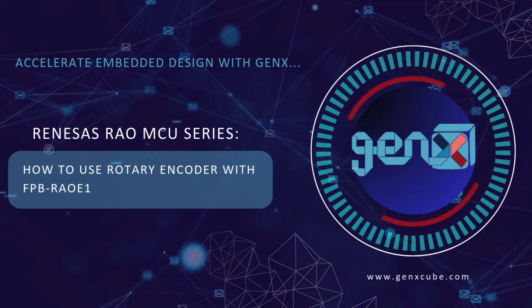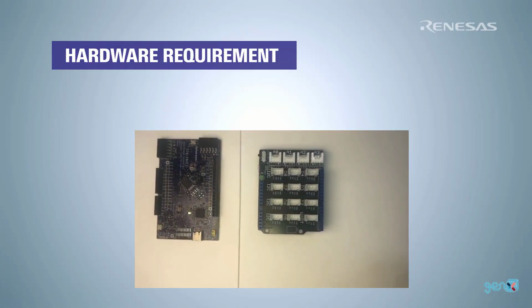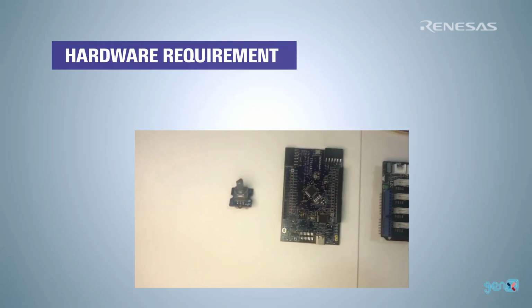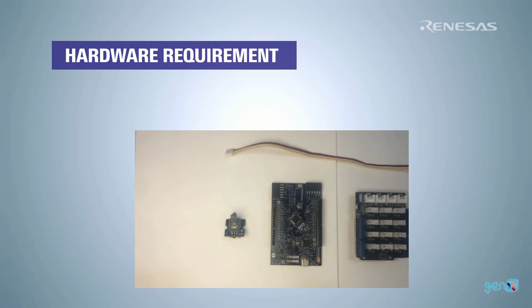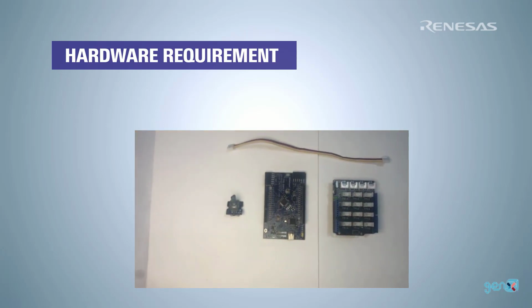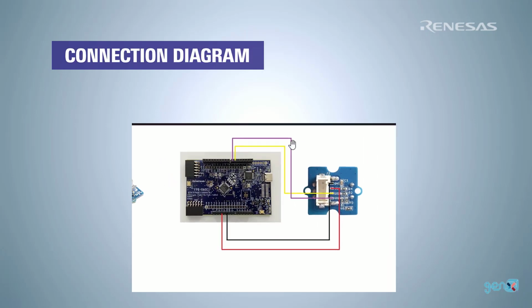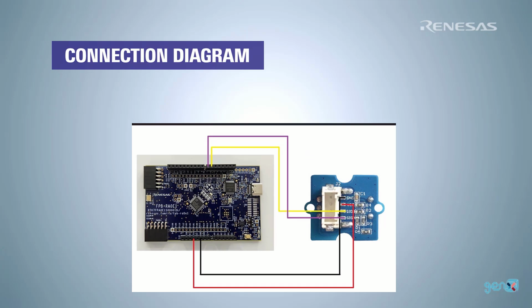In this project, I will demonstrate how to use an incremental rotary encoder with the FPB-RA0E1 board. Attach the Grove base shield for the Arduino interface on the FPB board, then connect the encoder to the D6 and D7 pins. Although the rotary encoder is connected through the Arduino base shield, the baseline connection diagram is shown here.